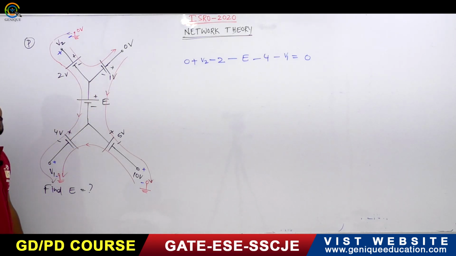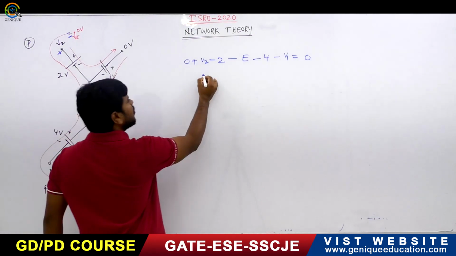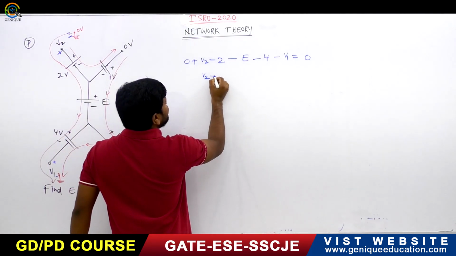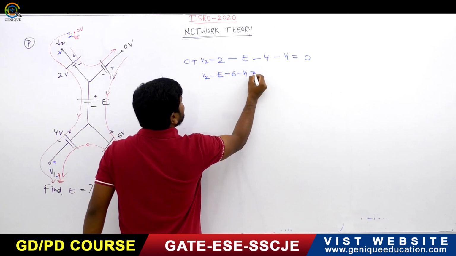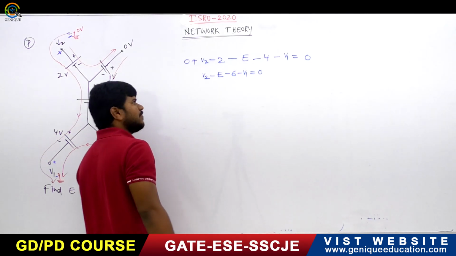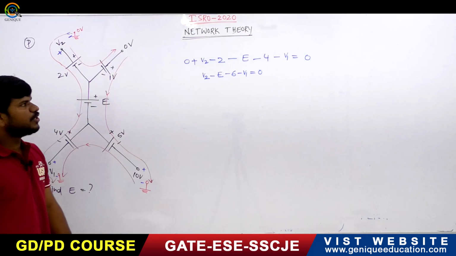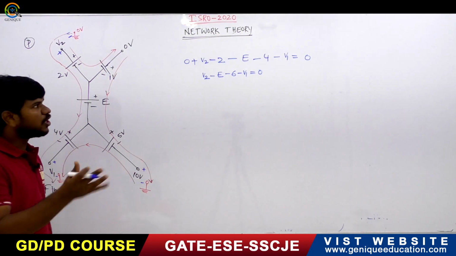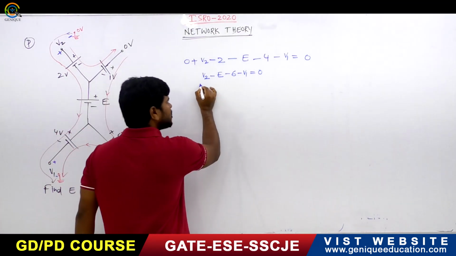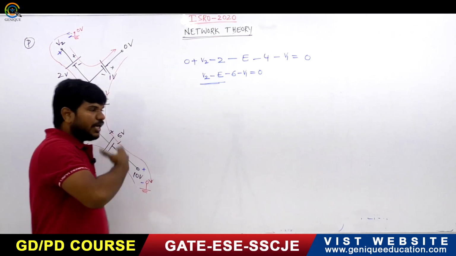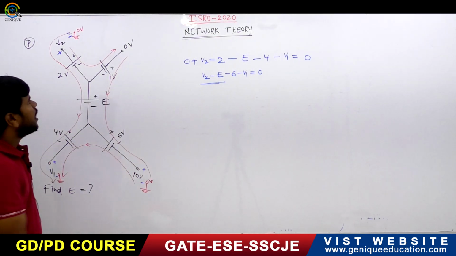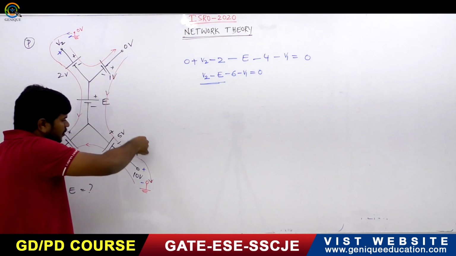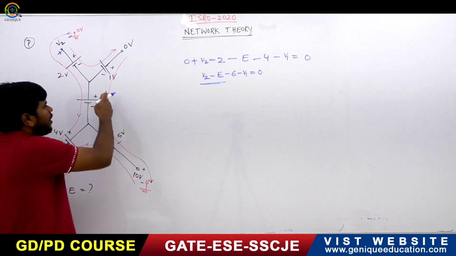So this is the first equation. So what is this equation? V2 minus E minus 6 minus V1 is equals to 0. This is the first equation. So from this, is it possible to find E? No, not possible to find E. So it is not a useful KVL here. So which one do I have to take? I can take this loop to find E.